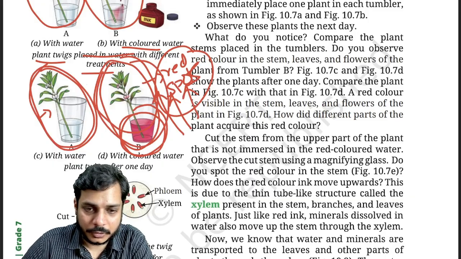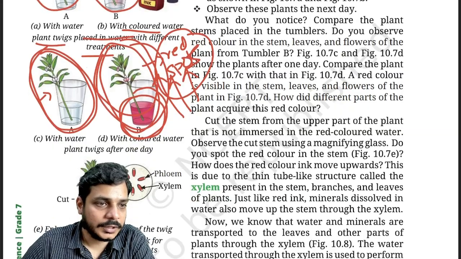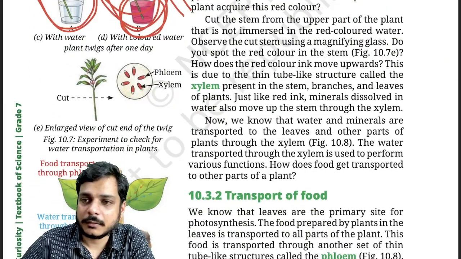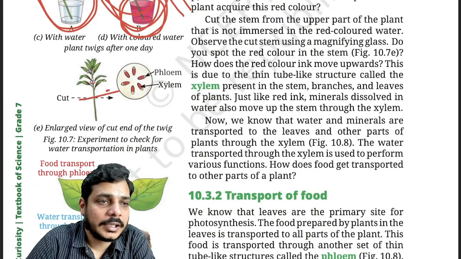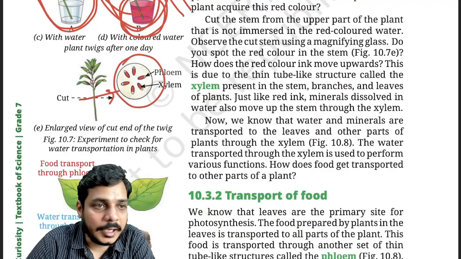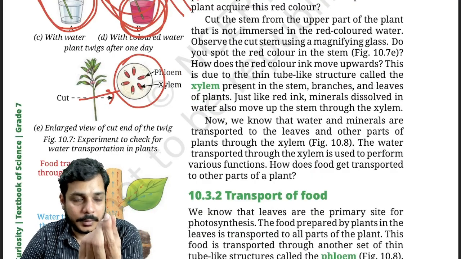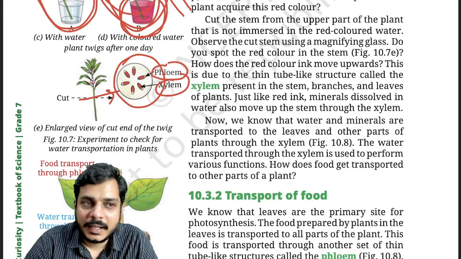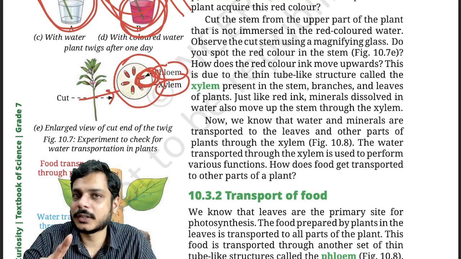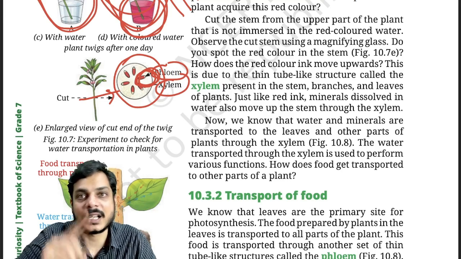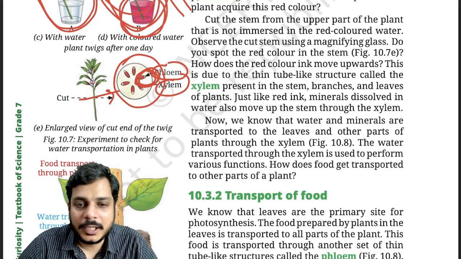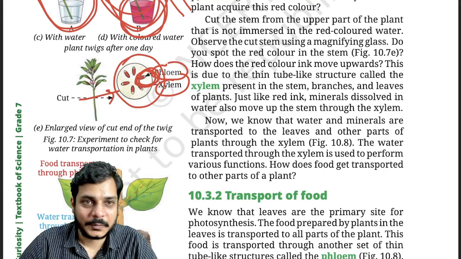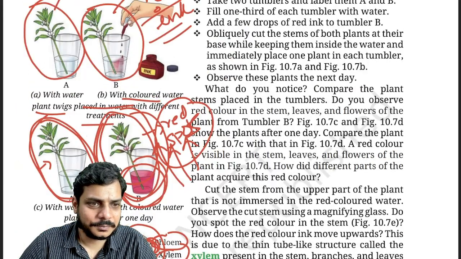Now it has also shown the cross section. If you cut the stem from this side, what will you observe? This is the cross sectional area. When you view the stem from beneath, you'll see that there is phloem and then there is xylem, and these will have the red ink contained within them. This means that if I introduce color in water, it will also get transported. This is evidence of the plant having this kind of pipeline to transport water. All right, so let us read it.